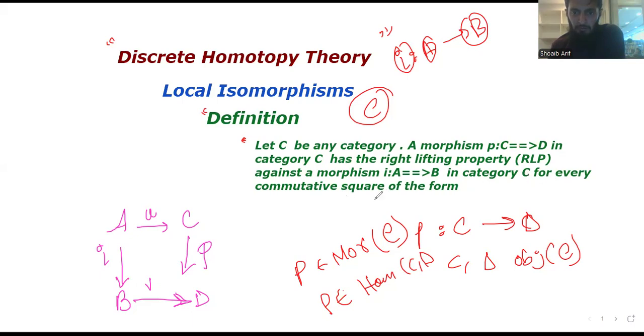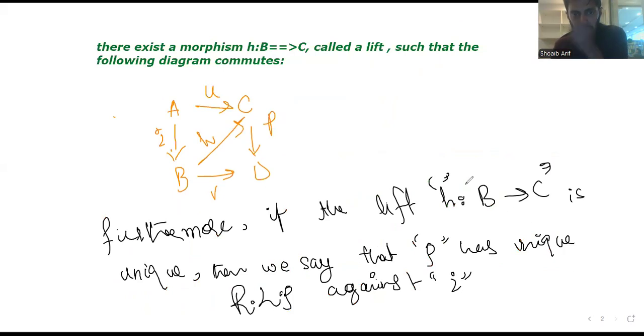Every commutative square of the form, so this type of commutative square: there is a morphism U from A to C, a morphism P from C to D, a morphism I from A to B, and there is also a morphism V between B and D. So this is a commutative square diagram.